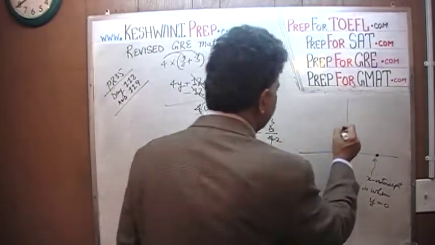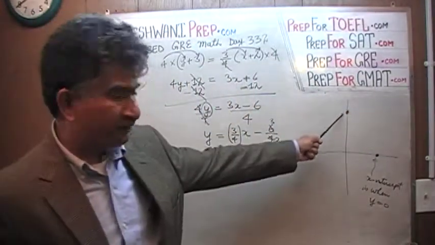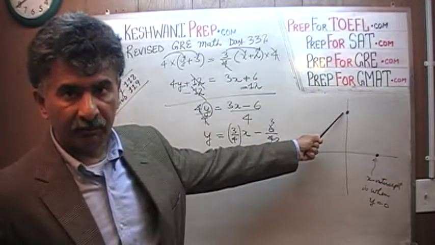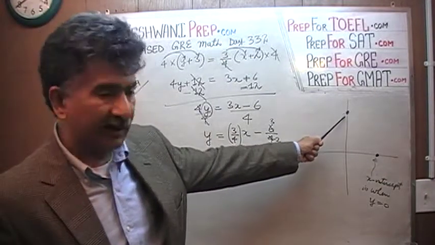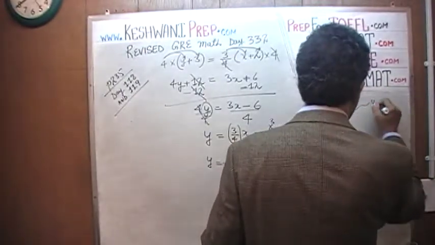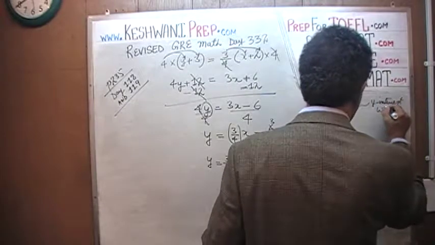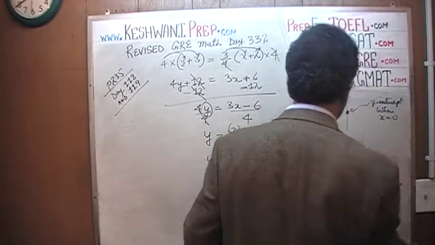And similarly here, if it goes through this point here, what is the x-coordinate of this point? The x-coordinate of that point is 0. That's where the line cuts the y-axis. This is called the y-intercept. It is when x equals 0.